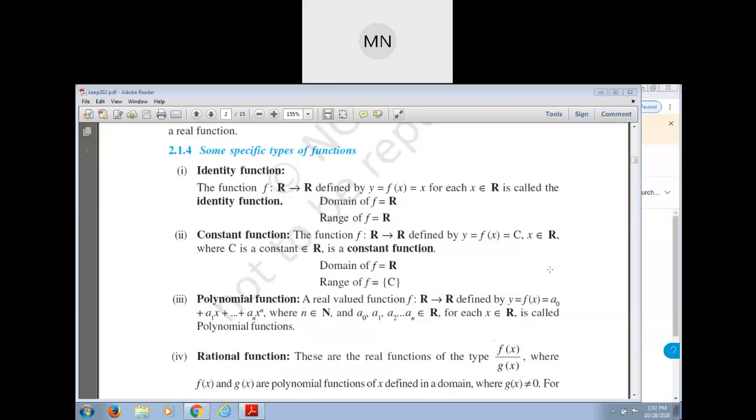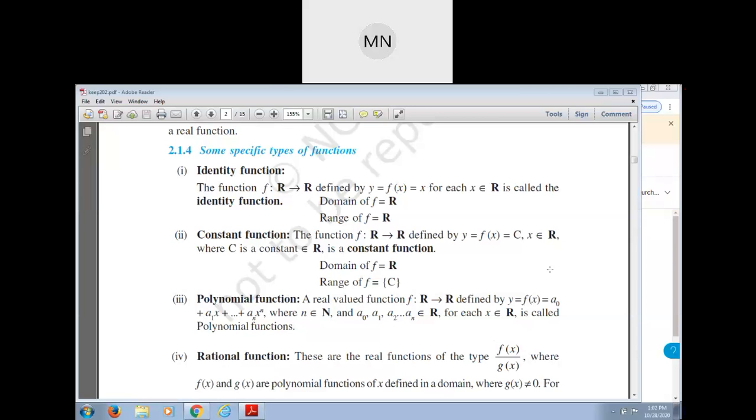No, ma'am. It is not a polynomial function because the power must be a natural number. But here the expression is x plus 5x power root 2. Root 2 is not a natural number. It is a real number. So it is not a polynomial function.